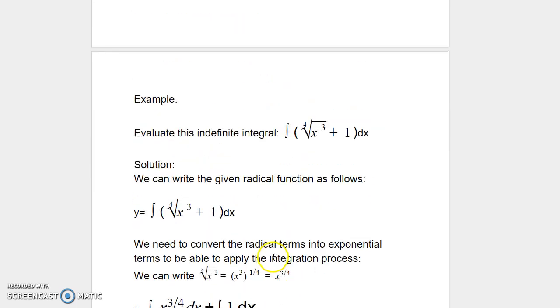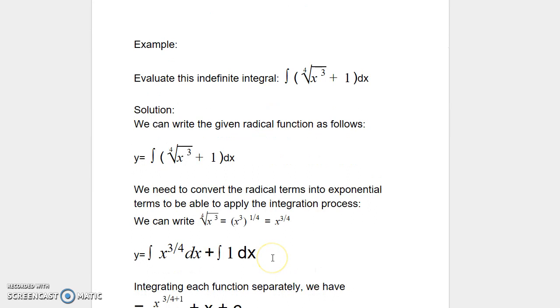So this is how we're going to solve these integration problems involving radical terms. In my next video presentation, we will be solving more examples involving indefinite integrals.